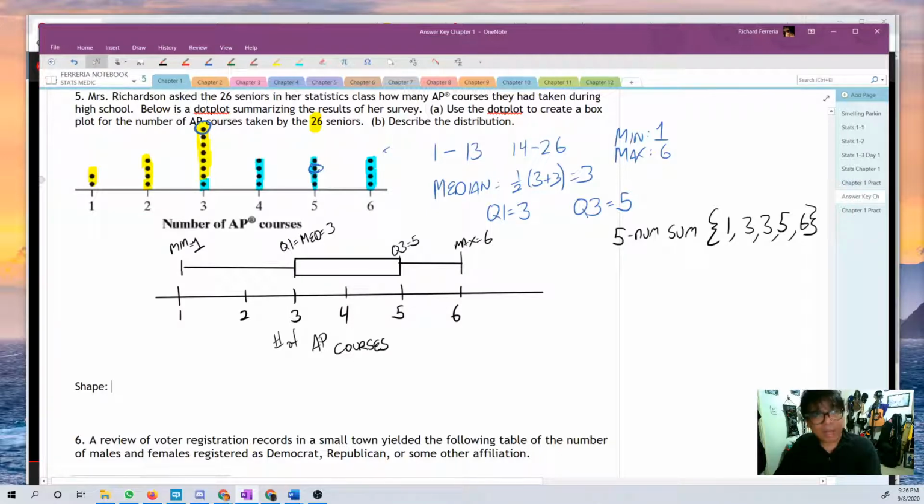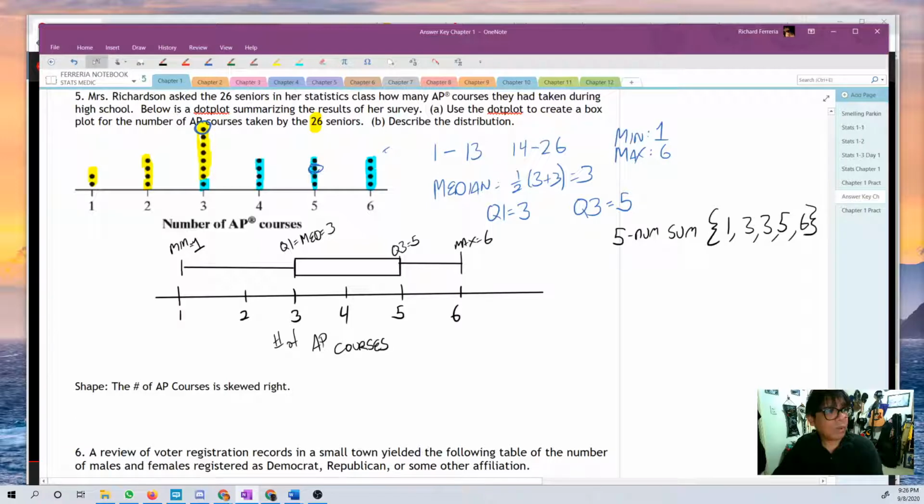It's really difficult to tell with not a whole lot of data in the chart. But I think the fact that we have a peak on the left side would make me want to say that the number of AP courses is skewed right, or right skewed. Okay.